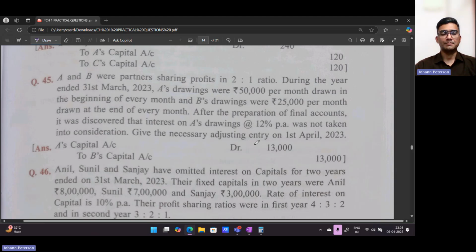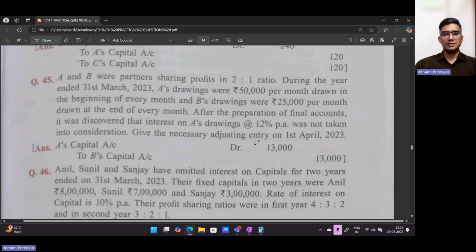Okay, let's look at the next one. It says A and B are partners sharing profits in 2:1. During the year ended 31st March, A's drawings were 50,000 per month, drawn at the beginning of every month. B's drawings were 25,000 per month, drawn at the end of every month. After the preparation of final accounts, it was discovered that interest on A's drawings at 12% per annum was not taken into consideration. Give the adjusting entry on 1st April 23. That is at the beginning of the next year.